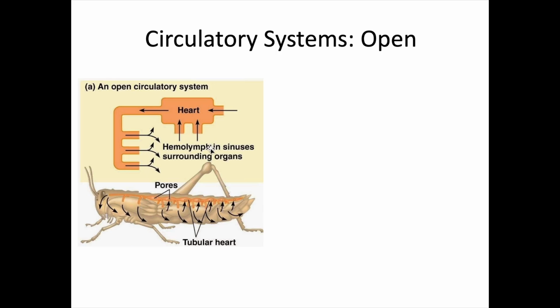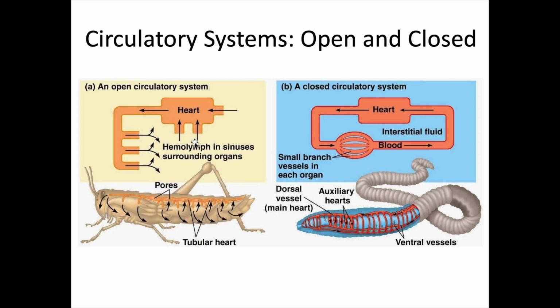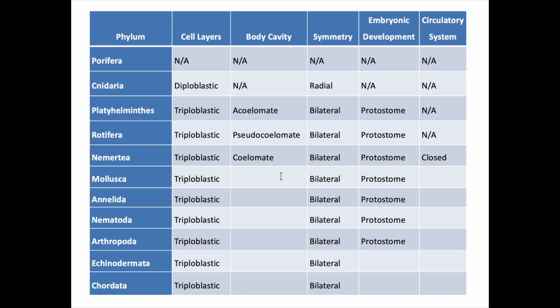It's just sort of floating in a body cavity with the organs surrounded by it. So in an open circulatory system, organs are surrounded by hemolymph in a cavity called the hemocoel, and a heart or hearts circulate it around. So there's still circulation either way, but it's a matter of whether the fluid is just surrounding the organs or kept closed off within vessels. So again, we'll come back to this in other groups. And as I pointed out, in Nemertians, in these ribbon worms, there's a closed circulatory system. So here we go. Nemertea, coelomates, closed circulatory system.